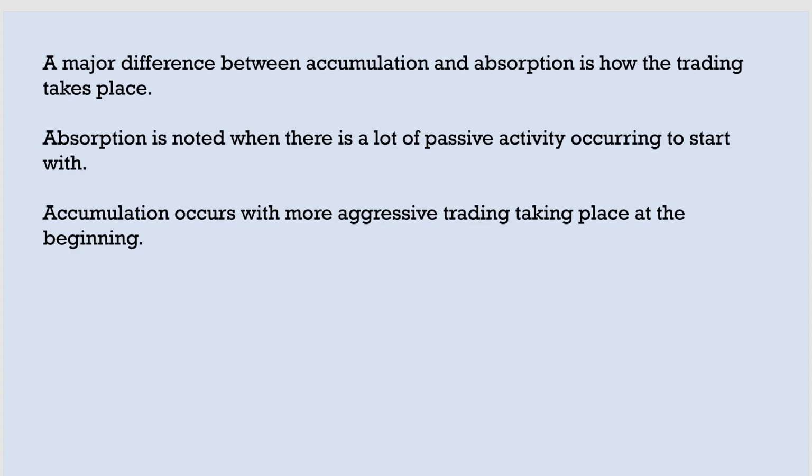All right, so a major difference between accumulation and absorption is how the trading takes place. Absorption is noted when there's lots of passive activity occurring in the market. Accumulation occurs when there's more aggressive trading taking place at the beginning.